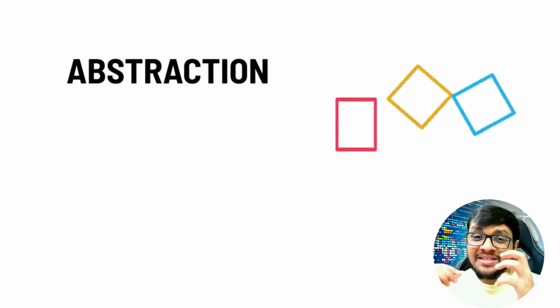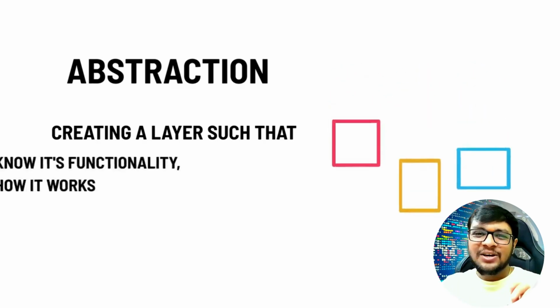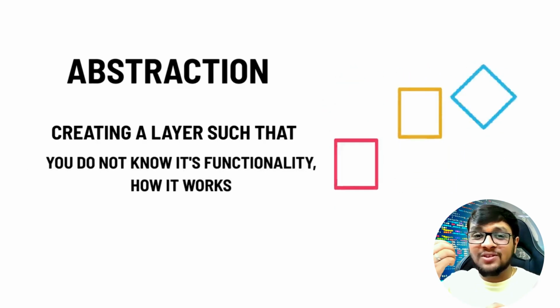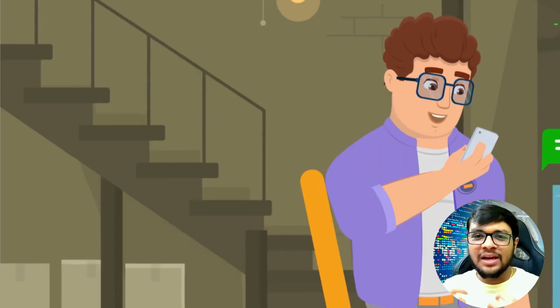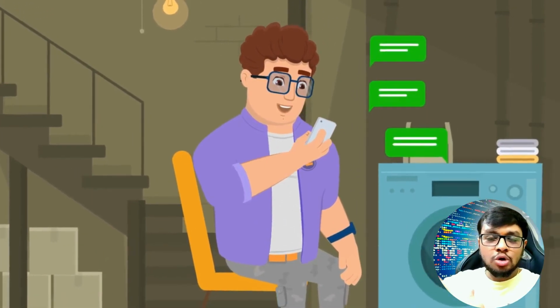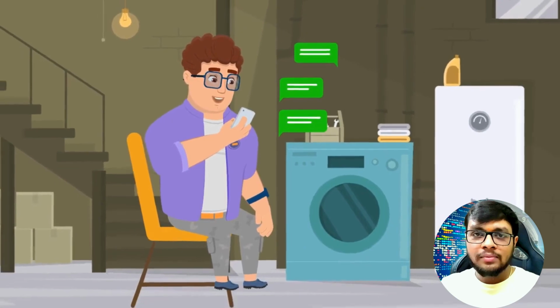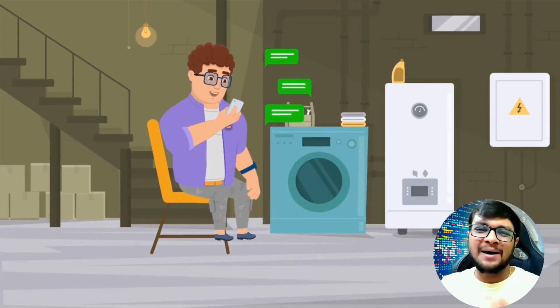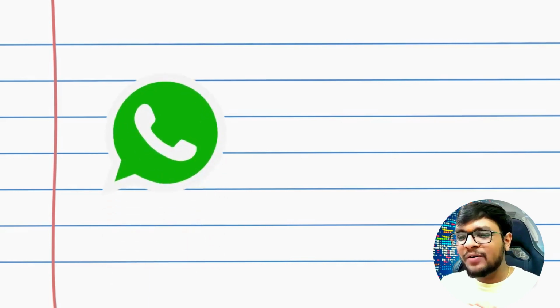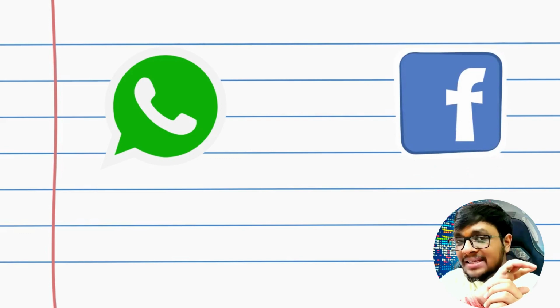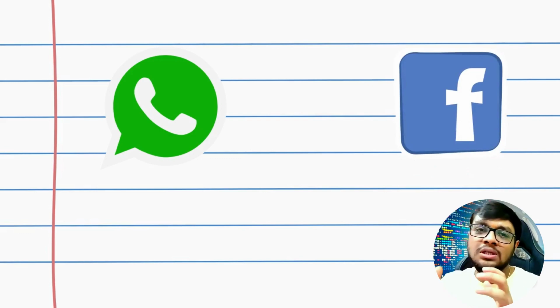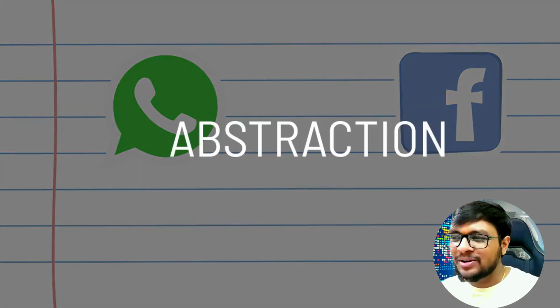This is called as abstraction, creating a layer such that you do not know its functionality, how it works. You don't even care about it. Okay, but you can use it. So whenever I want that my users should not be able to see the code, the functionality, how it works, I would use abstractions. Okay, so basically, like for example, we are working for, let's say, WhatsApp or Facebook. Now we know that we can send a message, but we don't know how it works in the backend. What is the code behind it? Okay, so that is called as abstraction. Same thing you are going to see. Let's dive into the screen so that you understand it in much better way.